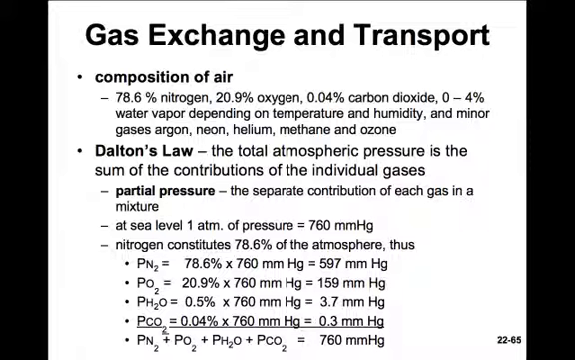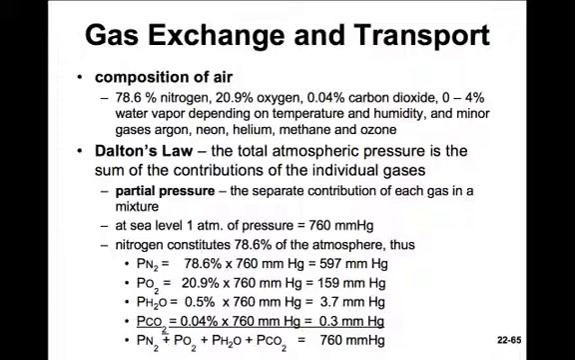So the air we breathe is 78.6% nitrogen, 20.9% oxygen, and 0.04% carbon dioxide. 0 to 4% of it is water vapor, depending on where you live, the temperature, the humidity. Then there are some minor gases like argon, neon, helium, methane, and ozone. We don't really concern ourselves with those. We need to understand Dalton's law.